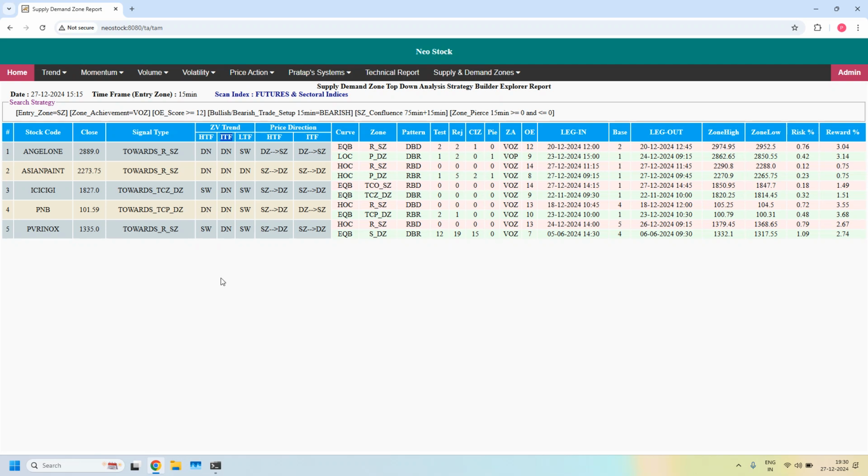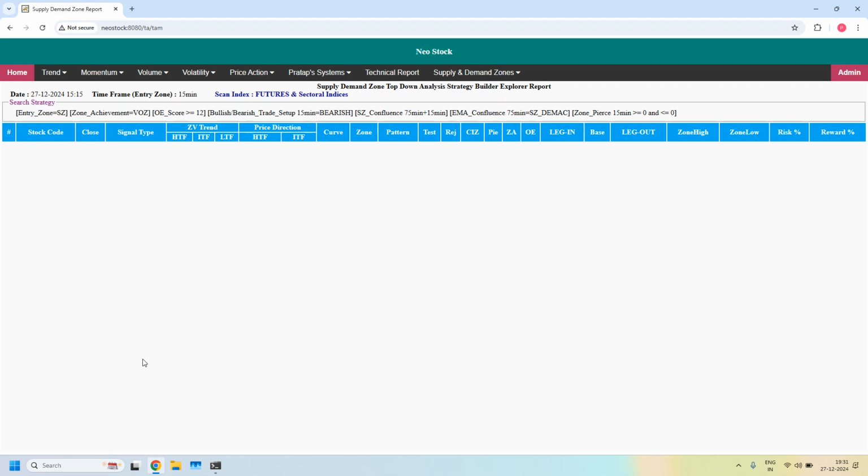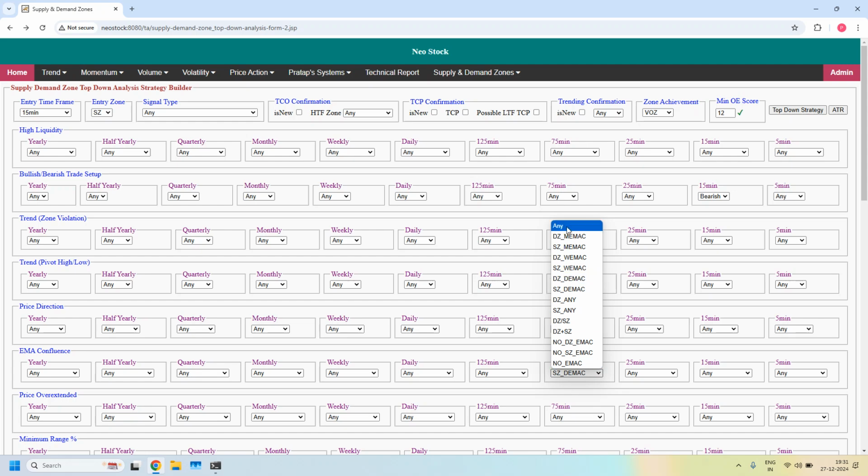That is ITF trend. Because 15 minute supply zone is part of the 75 minute supply zone, if those 75 minute supply zones are having daily EMA Confluence, they are even more high probability trade setup supported stocks. Let us verify. The EMA Confluence at 75 minutes time frame, 75 minute supply zone with daily EMA Confluence filter is enabled. With this filter, we did not get any stocks. Okay, fine. We can look for LTF, ITF and HTF supply zone confluence. Removing EMA filter.